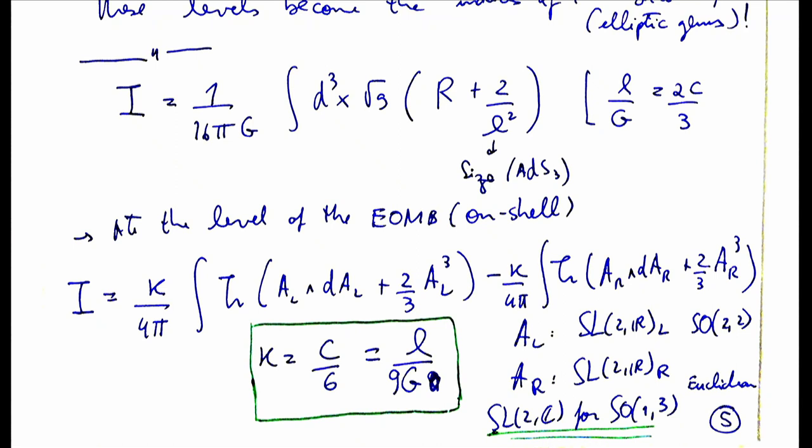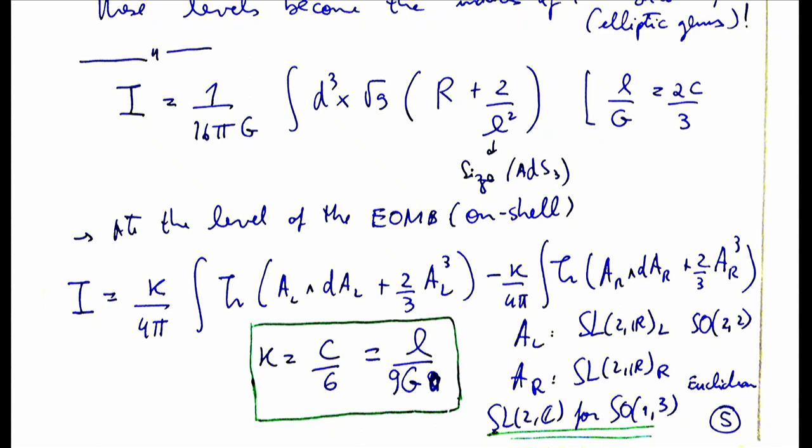And the Chern-Simons level is related to the central charge in the following way: L over G, where G is Newton's constant and L is the size of AdS. Usual thing. And if you pick AdS3 with Lorentzian signature, then you have connections valued in SL(2,R). So they're real, and the other component is also valued in SL(2,R). Right, so that's the SL(2)×SL(2).